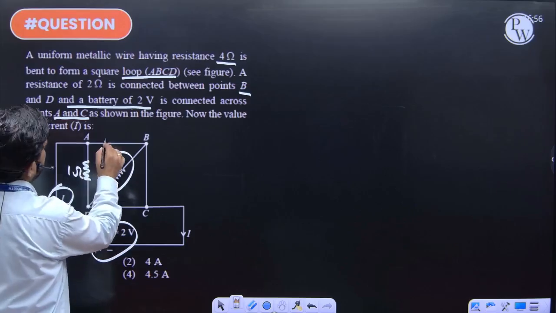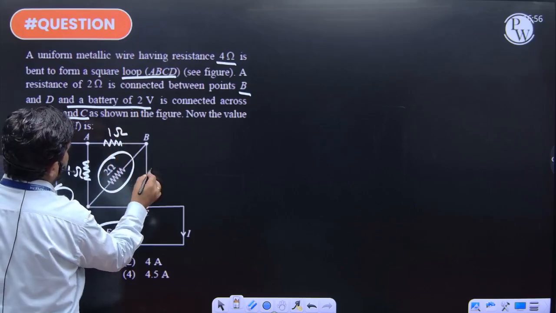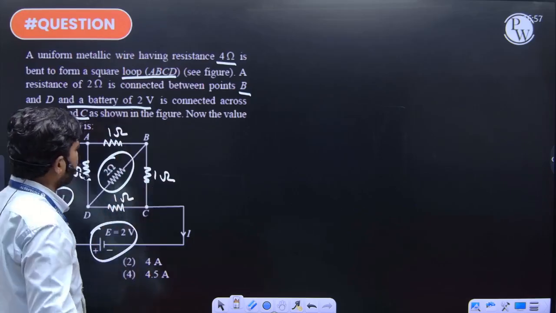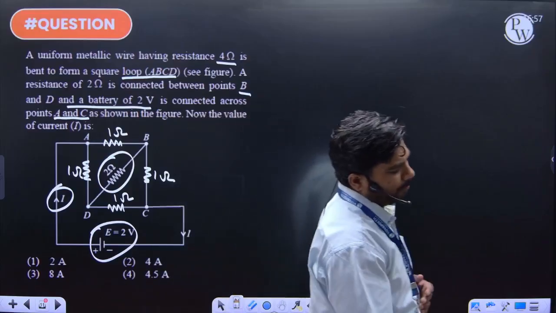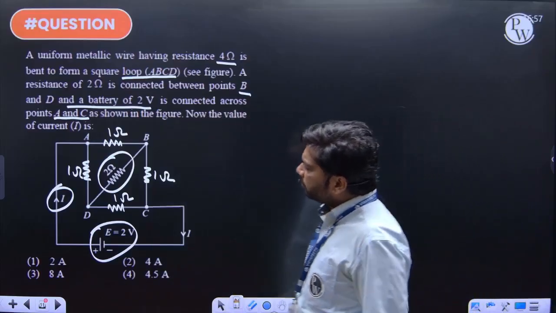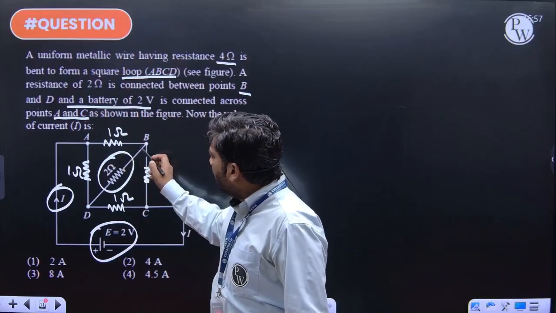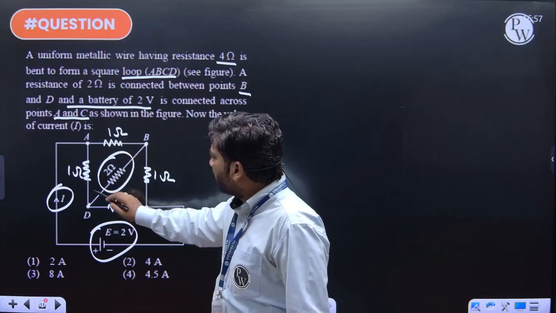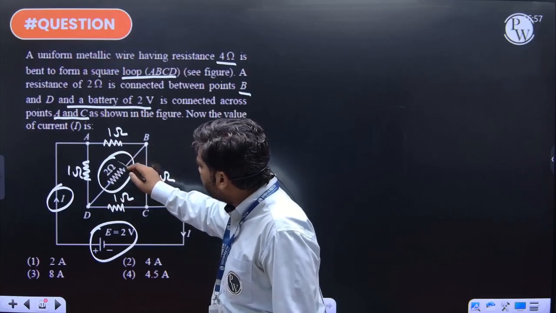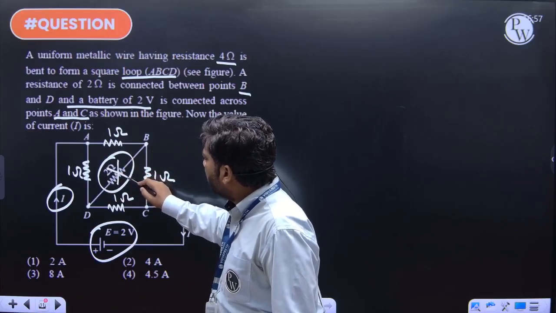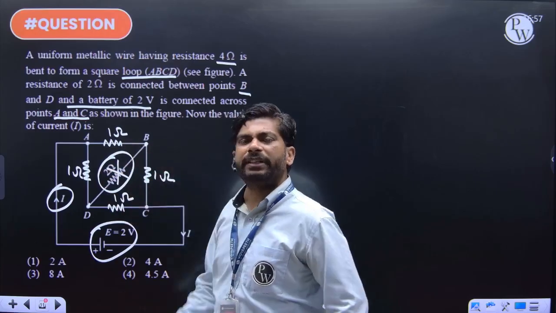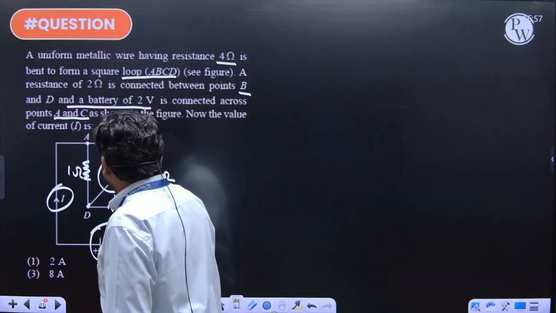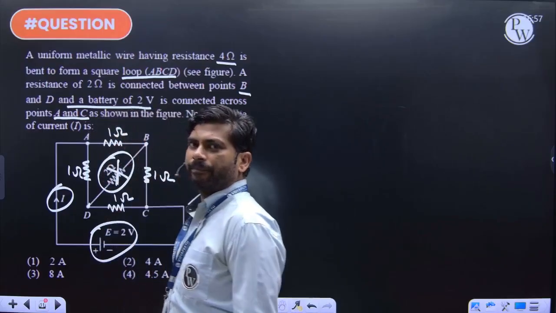Here 1 ohm, this one is also 1 ohm, this one is also 1 ohm, and this one is also 1 ohm, right? Now don't you think these wires and this wire, if you see it, then you can realize that this one is actually forming a balanced Wheatstone bridge. So there will be no current flowing across this 2 ohm resistor, right?